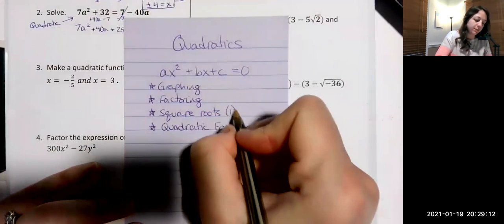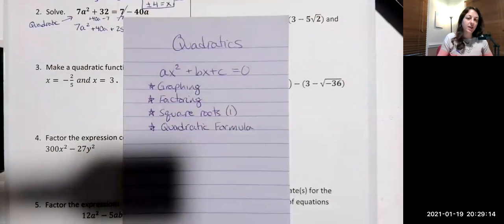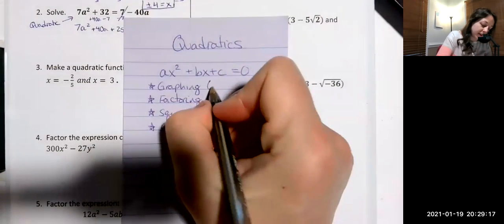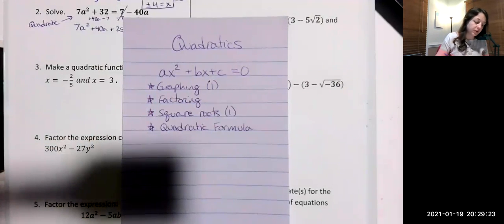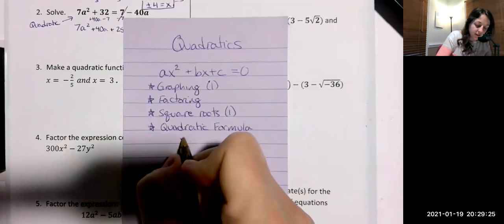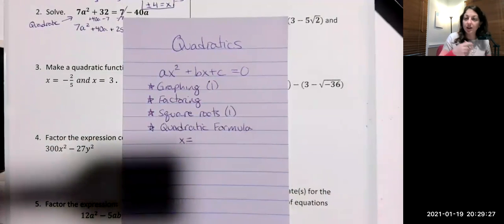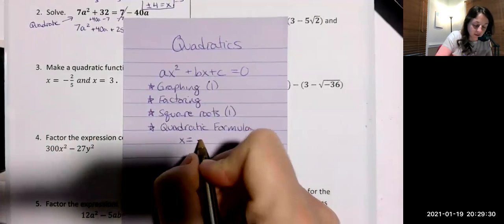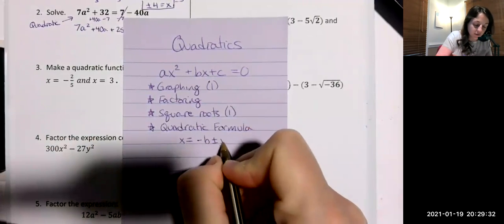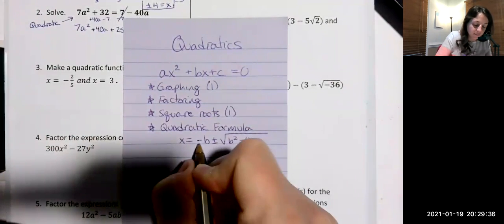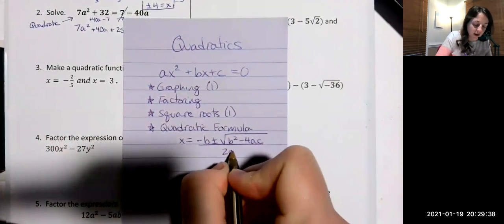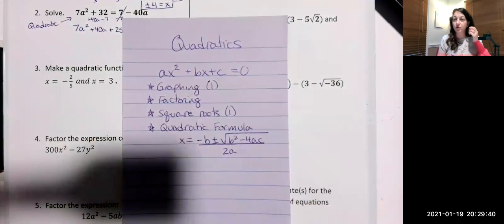Square roots is what we did in number 1. I think we also did graphing in number 1. And then I'm going to probably go ahead and try factoring in number 2. But just in case it doesn't work, here's the quadratic formula if we need to use it. x equals -b plus and minus the square root of b squared minus 4ac, all over 2a. If you ever need to use this, it should be on the formula sheet in your test or in your exam.